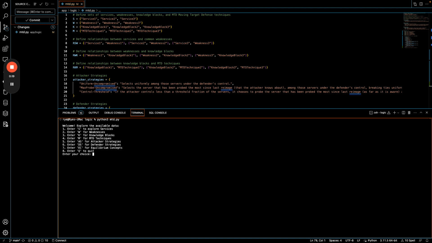This is going to let us explore some services, weaknesses, knowledge blocks, and moving target techniques, and then we can also understand attacker, defender, and equilibrium concepts by entering those comments in the fields as we see on the screen.